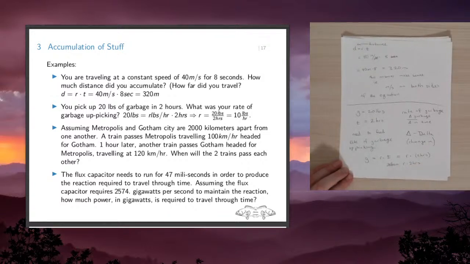And so then we just do a little algebra here. We divide both sides by 2 hours. And it's important to divide by the units. We want to keep our units straight.